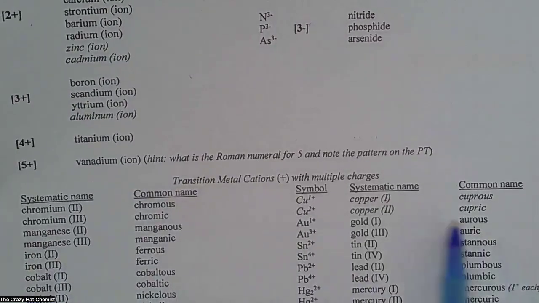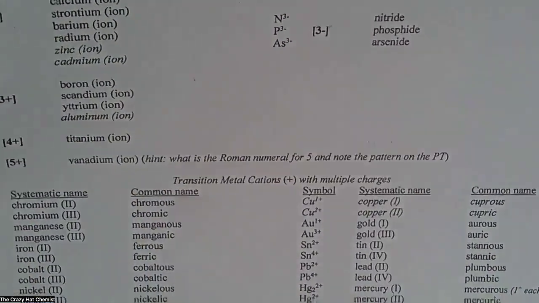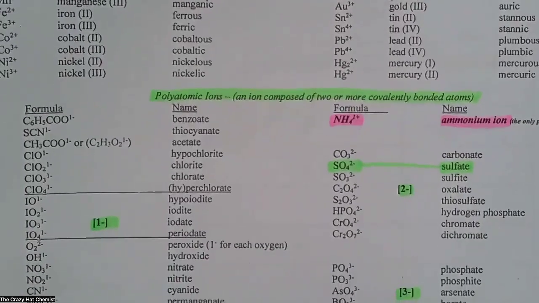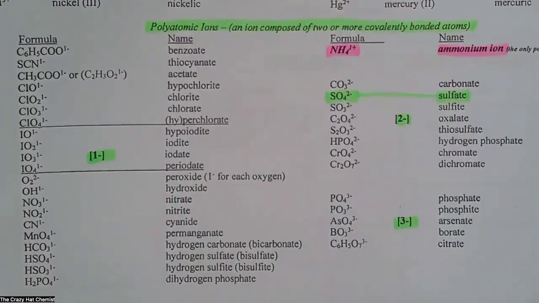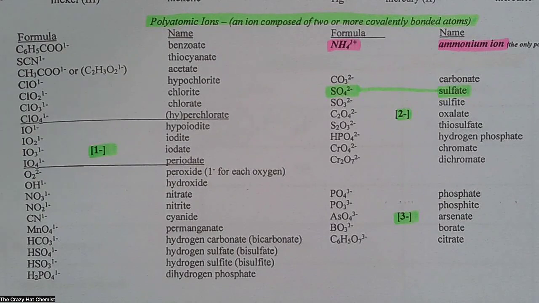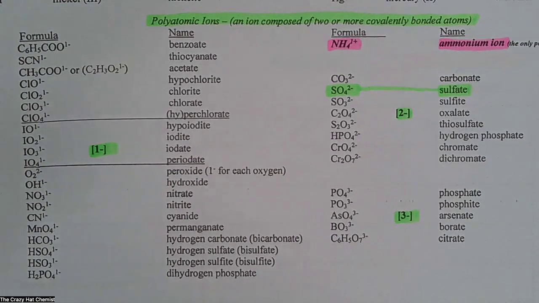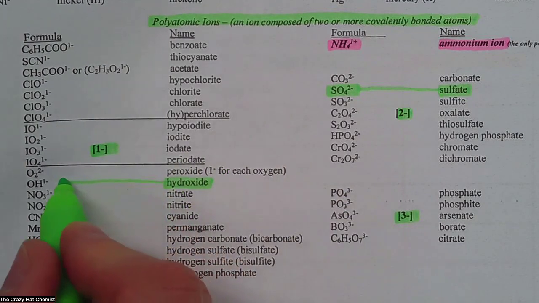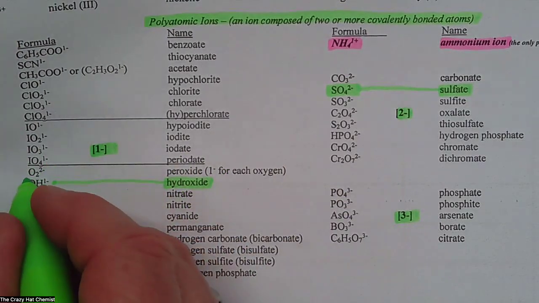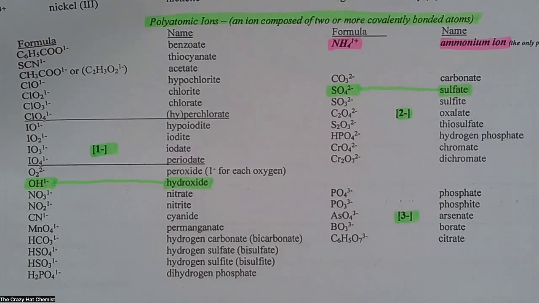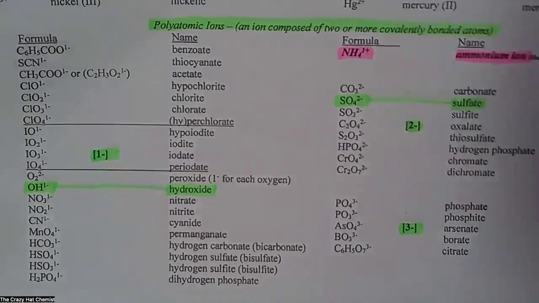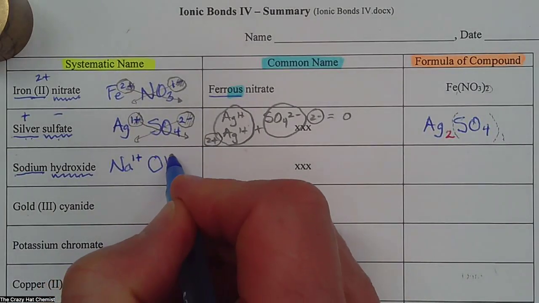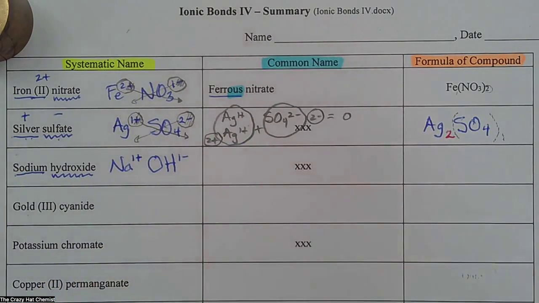I do not look in the transition metal cation section, but I will look in the polyatomic ion section. So in the polyatomic ion section, I will be able to find hydroxide, and I will highlight that here for you. Here is hydroxide. It's in the 1 minus category, and it is an OH with a 1 minus. That is hydroxide. So I'm going to write that down. Write OH and a 1 minus charge for hydroxide.